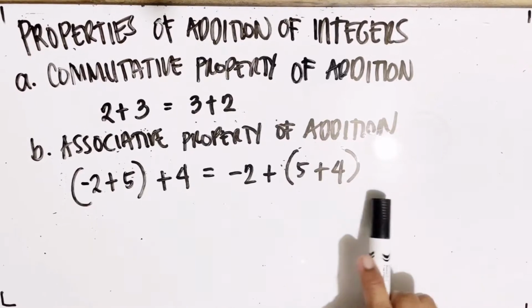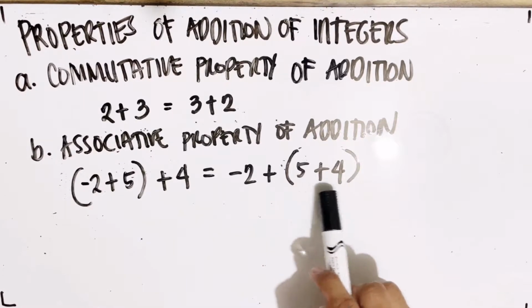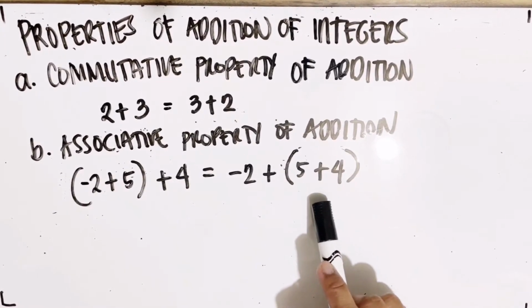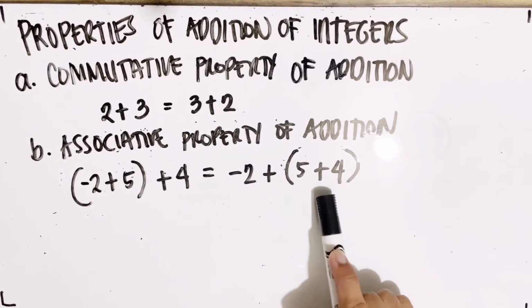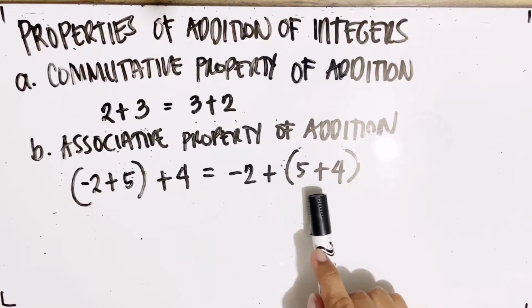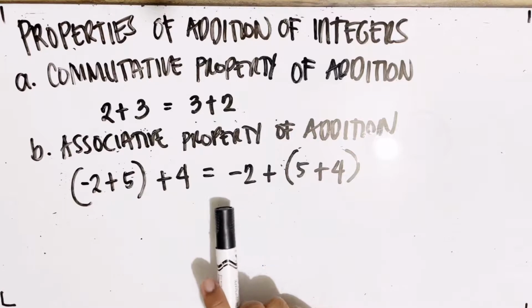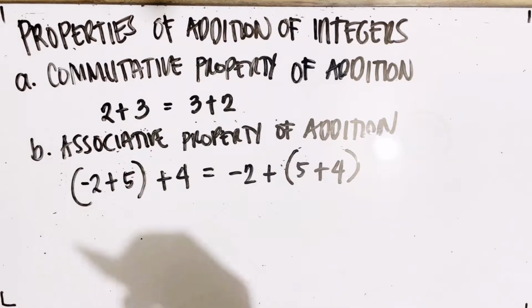Let's see if the result on the right side is 7. So, first solve the innermost or the numbers inside the parentheses using PEMDAS. So 5 plus 4 is 9. Next, negative 2 plus 9, that is equal to 7. Very good. So on the left side we get 7, while on the right side we got 7. They are the same. Next example.